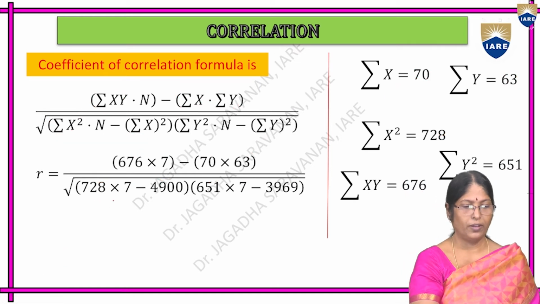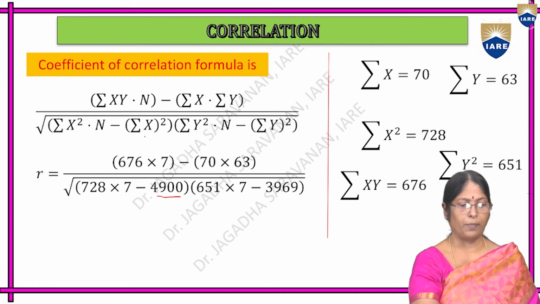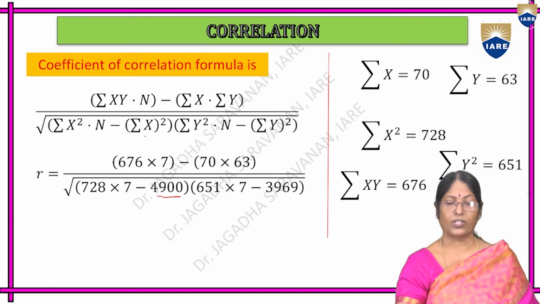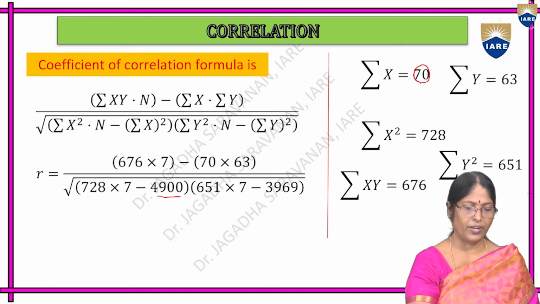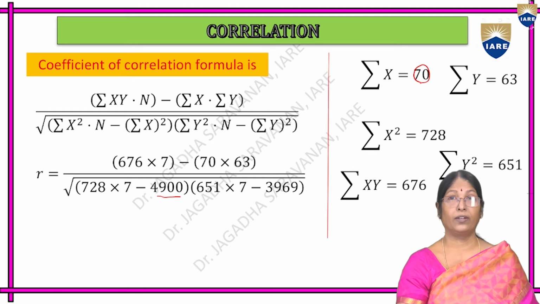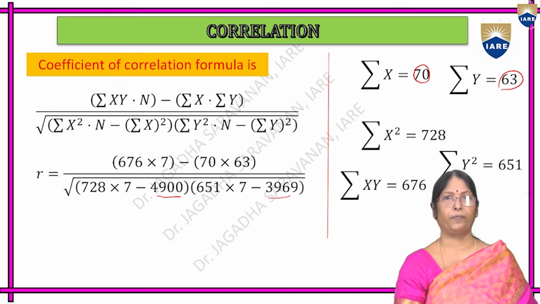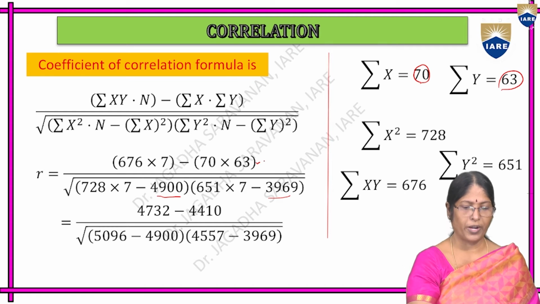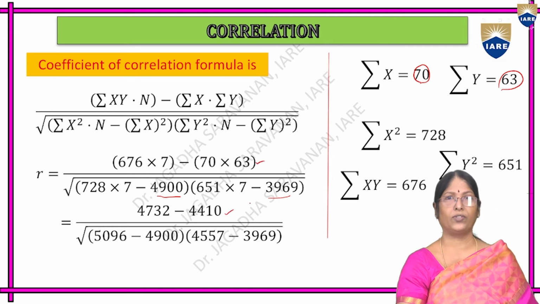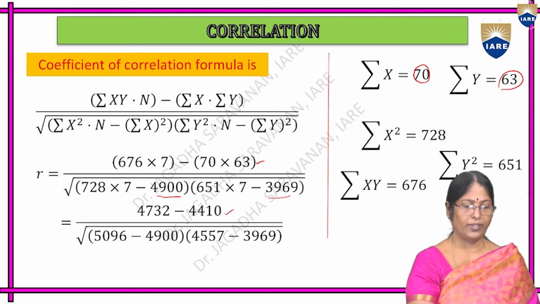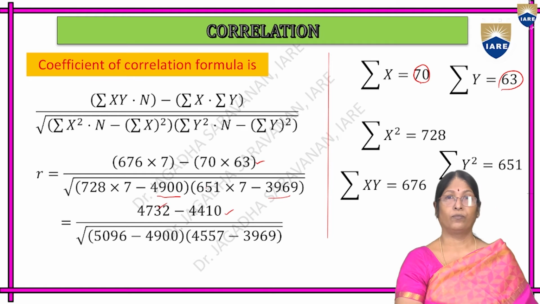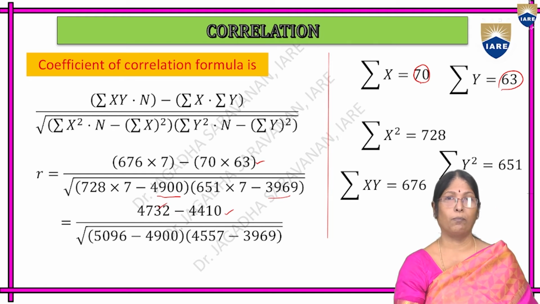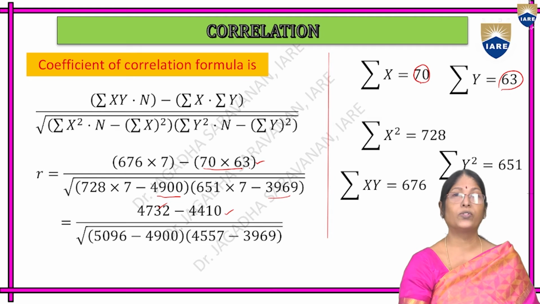We can see it here. This is summation x the whole square. Our summation x is 70. So 70 square, 4900. Summation y the whole square, that is 63 the whole square, which is nothing but 3969. So the numerator part simplification done here: 676 into 7, 4732, minus 70 into 63, 4410.